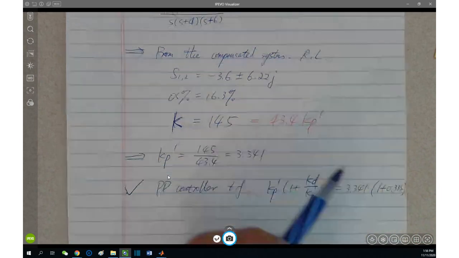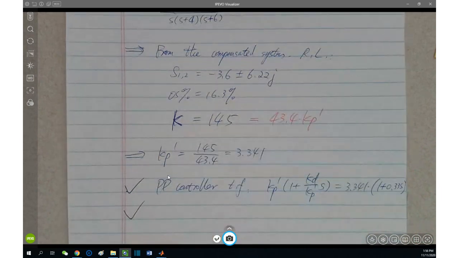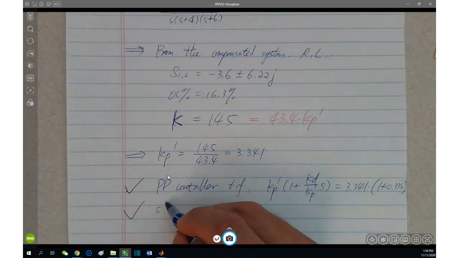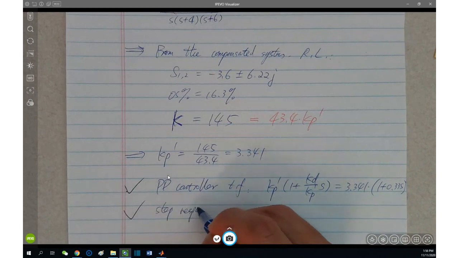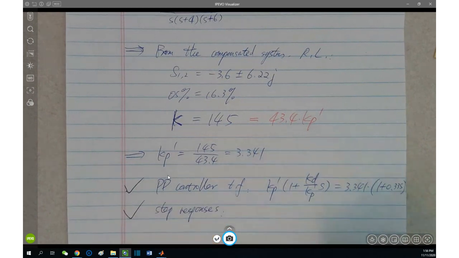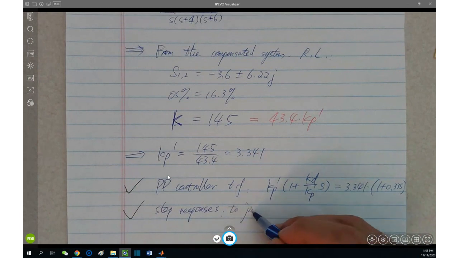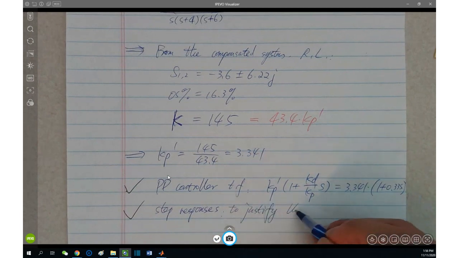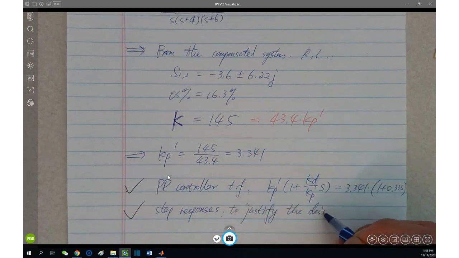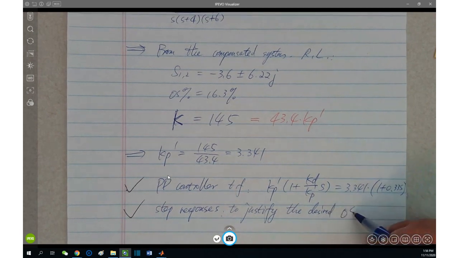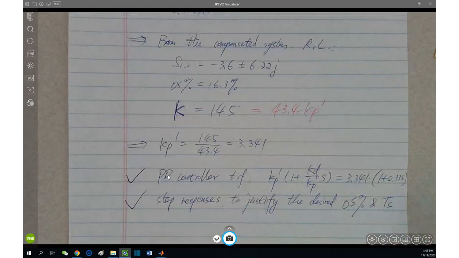Second thing, what do you want to do? Go back to MATLAB to do what? Step response. To justify that the desired overshoot and settling time. Remember, these are the only two requirements for the design.